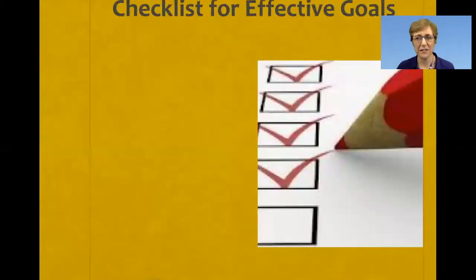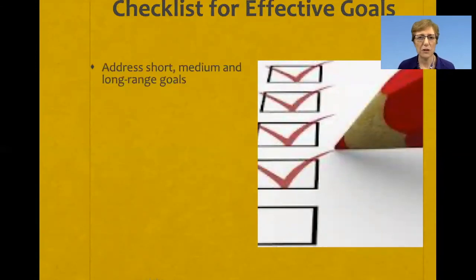Here's a checklist for effective goals. Address short, medium, and long-range goals. So you might want an immediate solution to something, but you realize that you can have more conversations and figure out other things later on. So you could have short-range, medium, and then longer-range goals as your relationship continues.